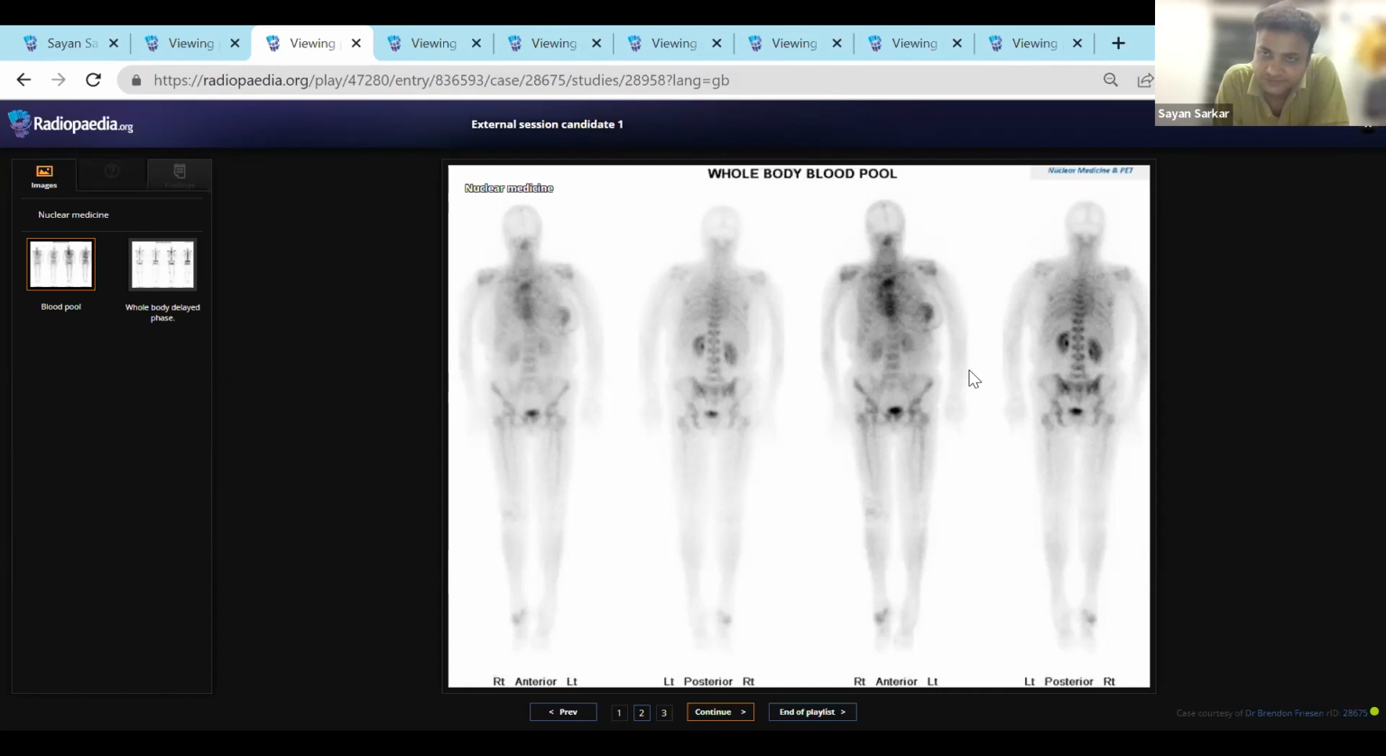What are you thinking of? Otherwise, this uptake in the breast could be a lesion because there is no uptake on the contralateral side. What lesion? Maybe a neoplastic lesion. Are there other differentials also for this? It could be a soft tissue lesion. It could be in the chest wall.